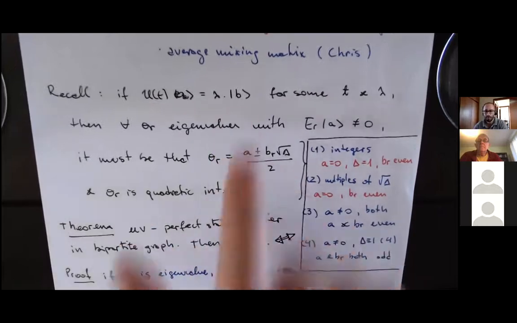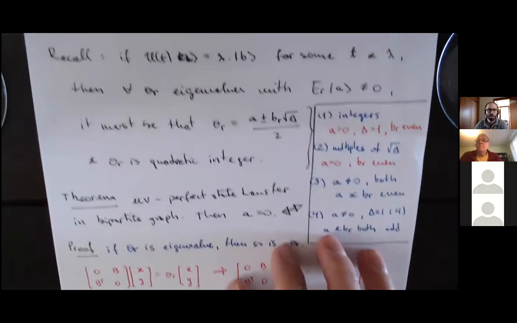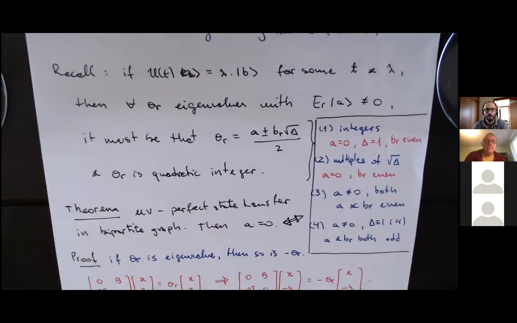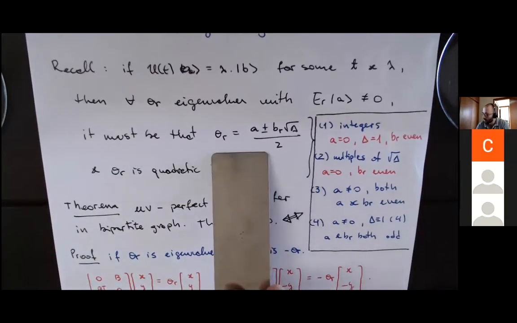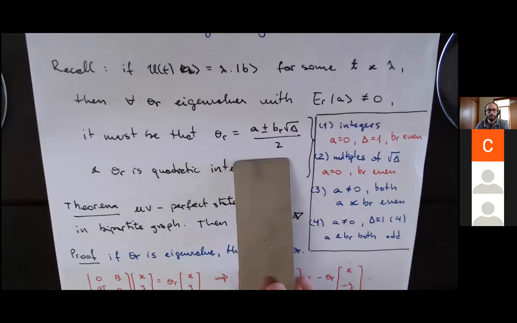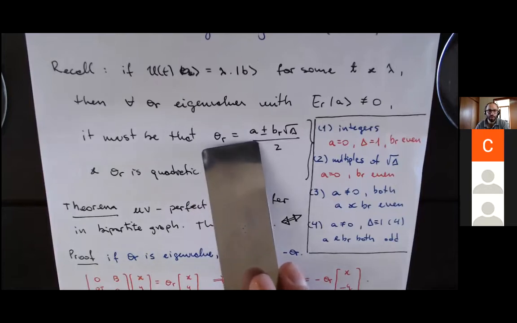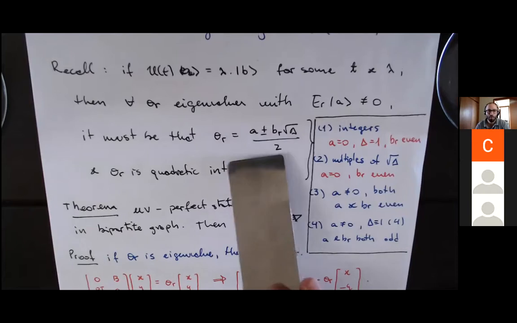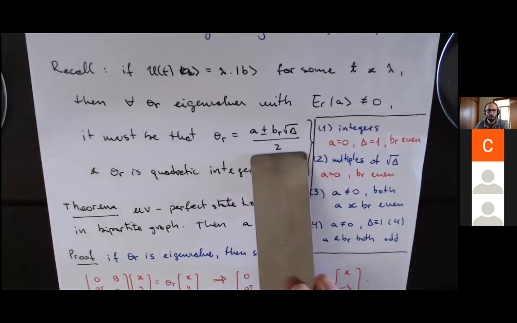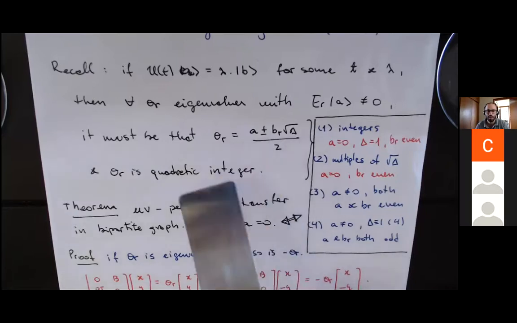So we know that if perfect state transfer occurs, as we have already discussed, then for all eigenvalues which belong to the eigenvalue support, it must be that the eigenvalue is a quadratic integer of this form. Okay, so not only the eigenvalue can be written as A plus some B R square root of delta over 2, but also this thing must be a quadratic integer, which means this is either an integer, in which case simply assume that A is 0, delta is 1, and B R is even.